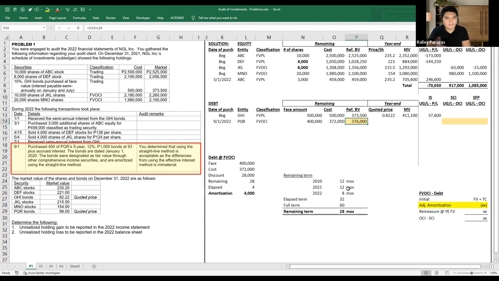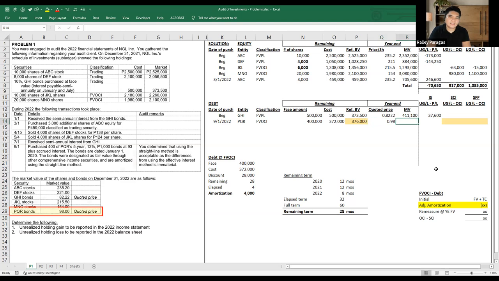And then kunin natin yung quoted price or basically yung market value natin at year end, no? So for PQR, 98 daw yung quoted price. So that's basically 0.98. Market value, kunin mo yung face, multiply mo sa quoted price, which is 392. Oh, yan, that's basically it. Tapos na tayo. So meron na tayo lahat ng available information, no? And then i-compute na natin. Okay, compute na natin. So ito na lang yung remaining na i-compute natin.